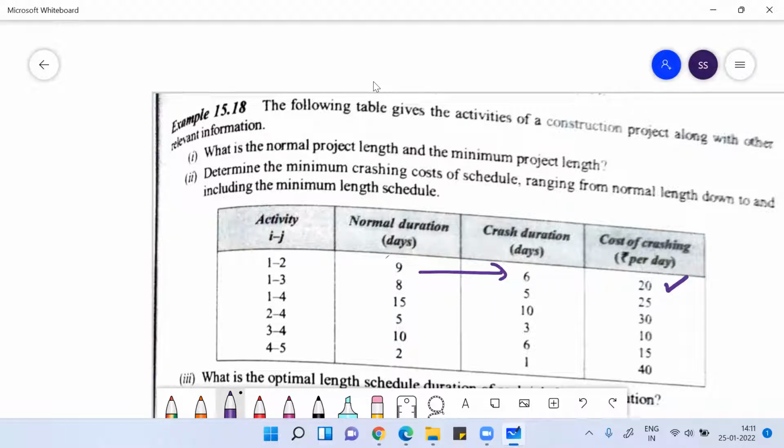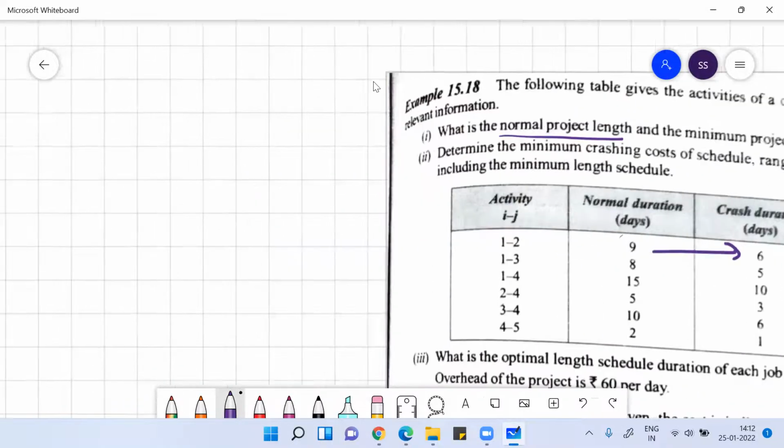I hope you understood. So here they've given you the data about an activity which can be completed in the defined time. Then the crash duration is given, and the cost of crashing is given to us. Now what we need to do is determine the normal project length and the minimum project length. So what is the normal project length? Normal project length means they're talking about the critical path.